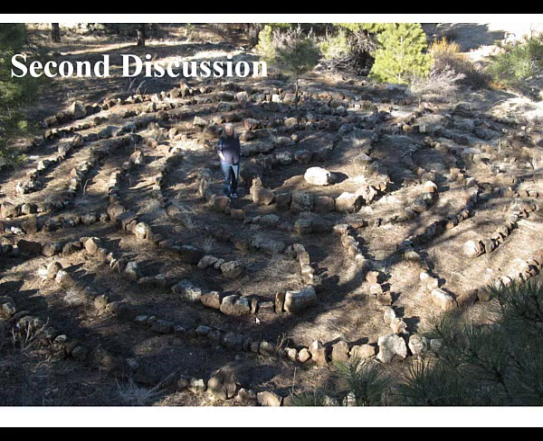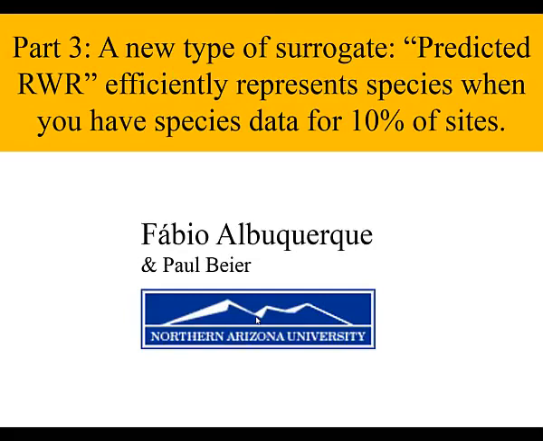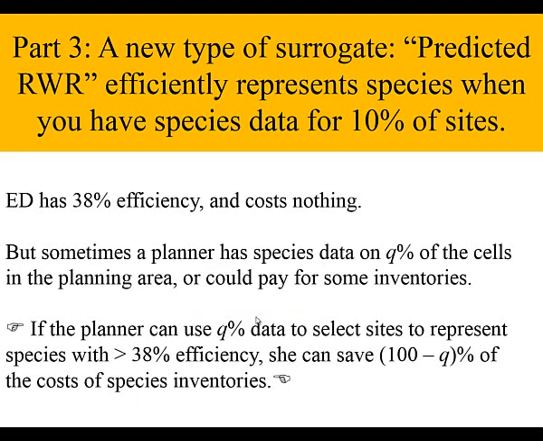If you're with me, I'll just go ahead. So now I'm going to talk about what I can do when I have data just for a portion of the sites. I know the species occurrences in a portion of the sites on my study area. Is there a way I can effectively represent species? Again, as you recall, we just proposed this environmental diversity approach. It has 38% efficiency. It costs nothing. So I'd like something that can do better than that.